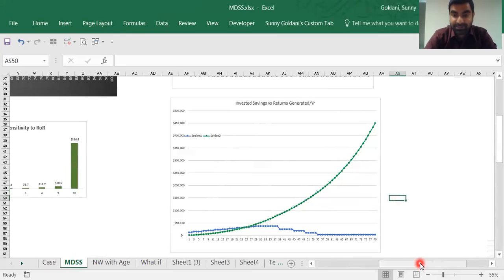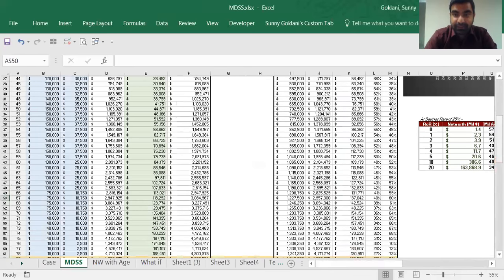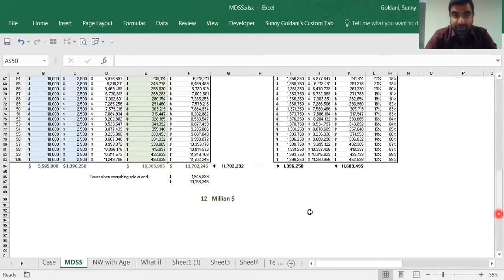So for example, realize this. In this case, person B is generating $450,000 worth of income in their year 100. They were earning at the maximum 150,000 in their 50s. But at year 100, they're generating an income of $450,000. This tells you how much the compounding effect on your returns takes place in your portfolio.